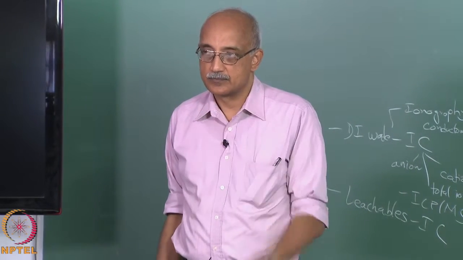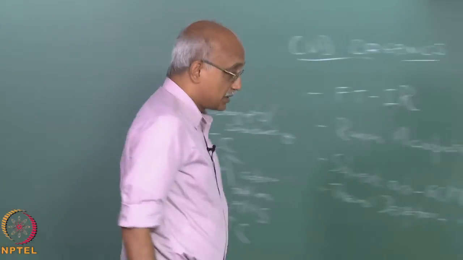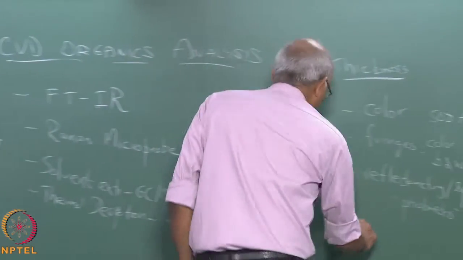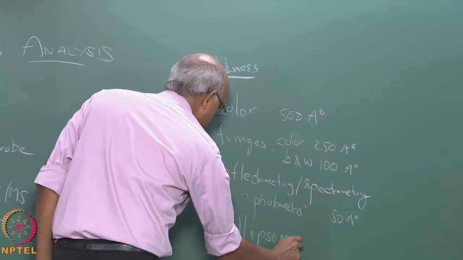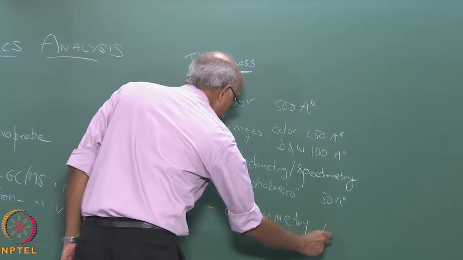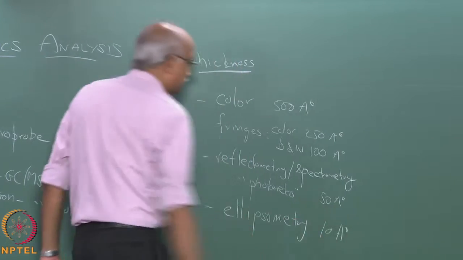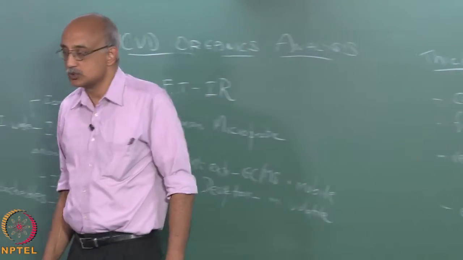The most sensitive measurement that people use for CVD film thickness measurement is ellipsometry, which extends the lower limit of detection to 10 angstroms.